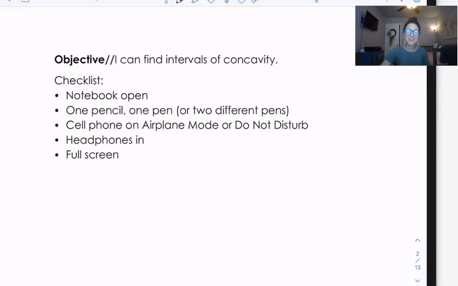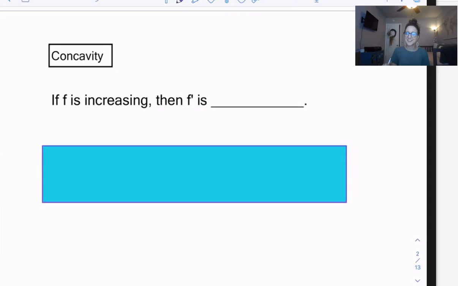Hey Calculus, welcome back. Our objective today is going to be to find intervals of concavity. I've got the checklist on the screen. You know what to do from here. Okay, so write this statement in your notes for me.